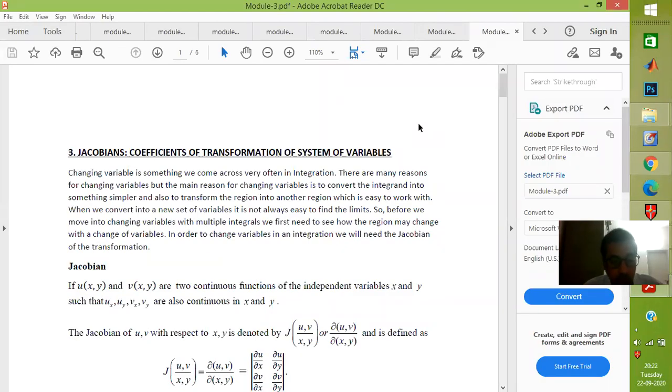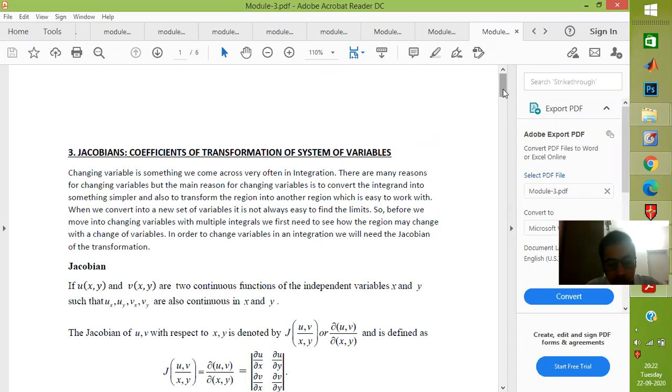Welcome to the lecture on the third module of functions of several variables. We now touch upon one of the most critical concepts of differentiation, that is called the Jacobian. The Jacobian is a concept that arises whenever we seek a change of coordinate systems.